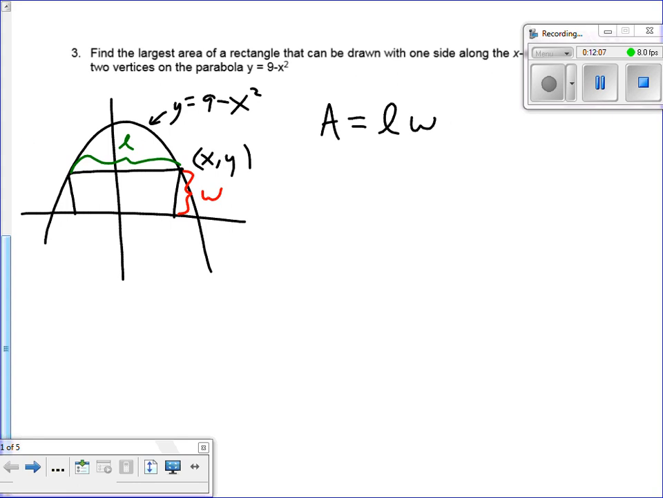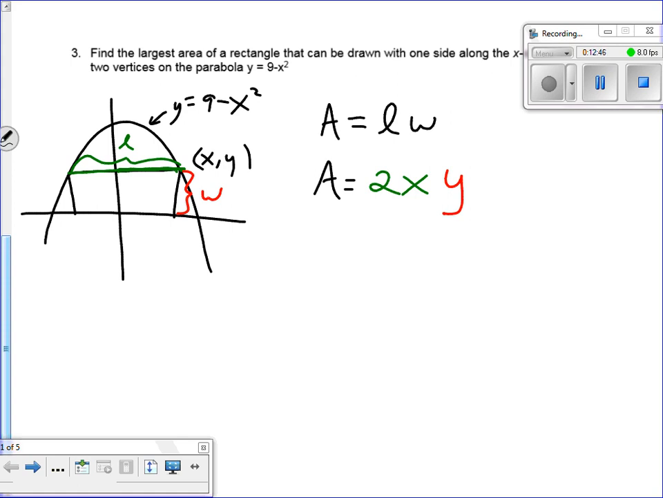The width, this distance here, is whatever the y coordinate is of that point. It's just what y is. So for the width, I'm going to put y. Now the length is the distance all the way across. The x coordinate only gets me the distance from the y-axis. If I want the whole length, I have to double that. So the length of the rectangle would be 2x. So now I've got my formula for the area of this rectangle with this labeling: 2x times y.